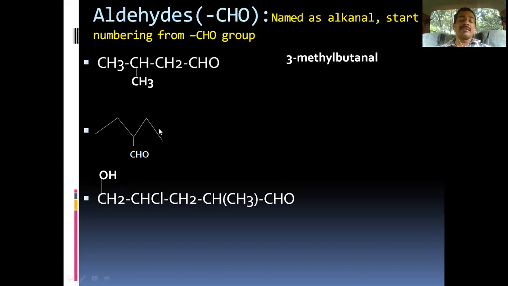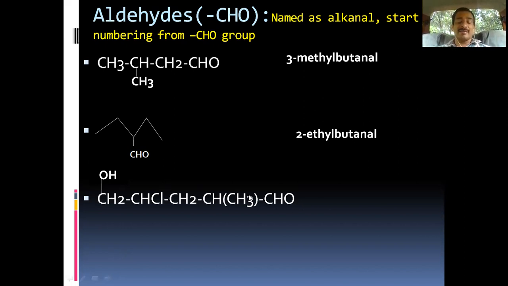We can consider it as the substituent. How many carbon atoms? 1, 2. 2 carbon atoms, therefore it is an ethyl substituent. So 2-ethyl butanal. That is the name of the compound. Okay, now in the third case, 2 functional groups are present, OH and CHO.